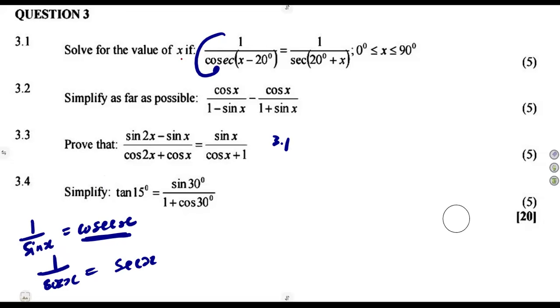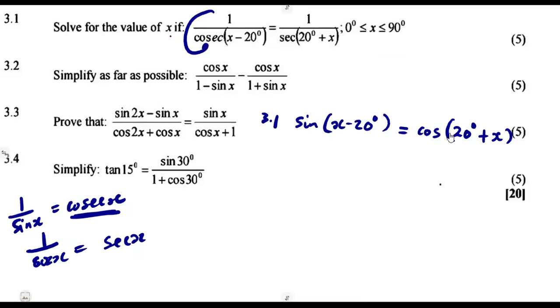So you see now they want to play around with you. Mostly you're just given sine of x is equal to, or it's just sec of this is equal. It's direct. But once you have 1 over cosec, it changes to a sine. So it was going to be the sine of x minus 20 degrees is equal to 1 over sec, just like 1 over cos giving us a sec. So the opposite, 1 over sec, will give us a cos. So that's cos of 20 degrees plus x.